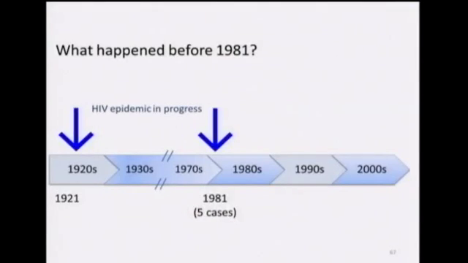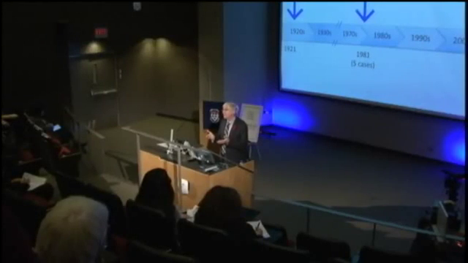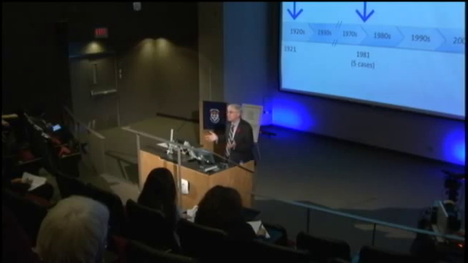Pepin, in his research, basically demonstrates that between the early 20s and 1981, the epidemic was in progress. So it's fascinating that for about 60 years, the HIV epidemic was out there, progressing, infecting more and more people, and nobody knew about it.